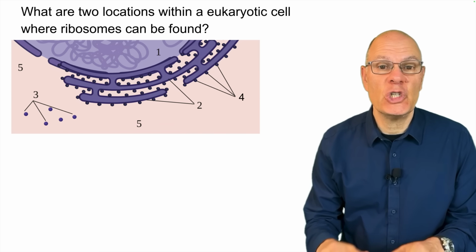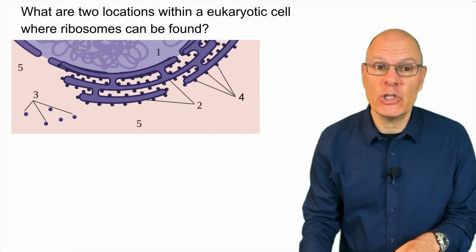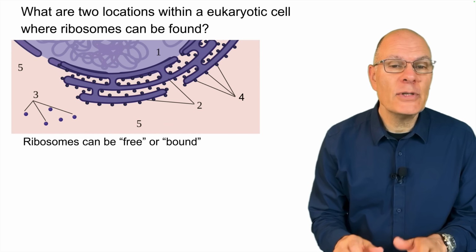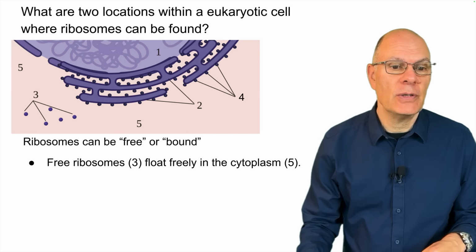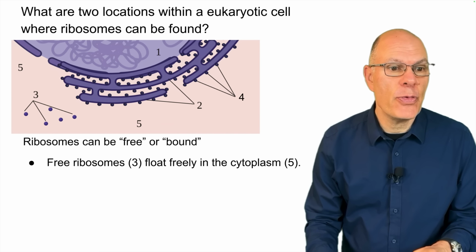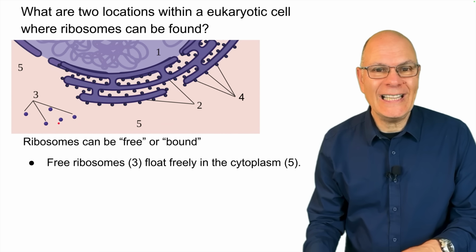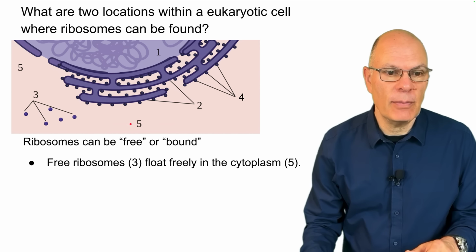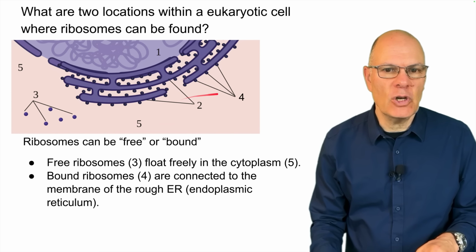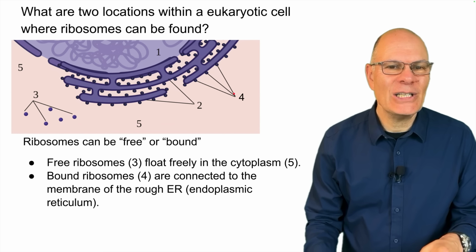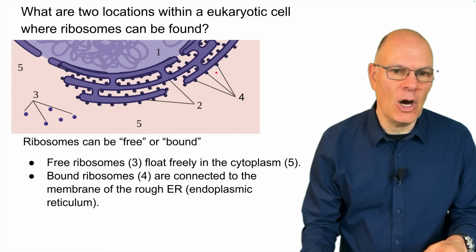What are two locations within a eukaryotic cell where ribosomes can be found? Ribosomes can be free or bound. Free ribosomes, shown at 3, float freely within the cytoplasm, which is number 5. Bound ribosomes, shown at 4, are connected to the membrane of the rough ER.